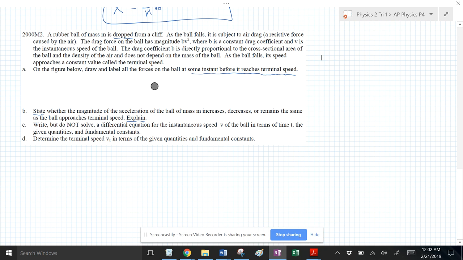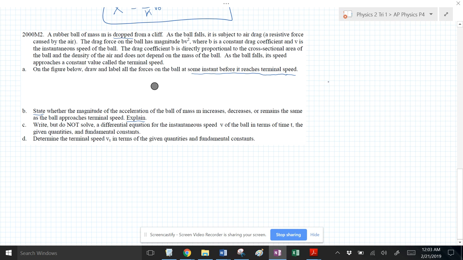So on the figure below, draw and label all the forces on the ball at some instant before it reaches its terminal speed. It's really important there. It says at some instant before it reaches its terminal speed. It's not saying immediately after it's dropped. So that implies it's been in motion for a little bit, and so it's going to have some non-zero velocity.